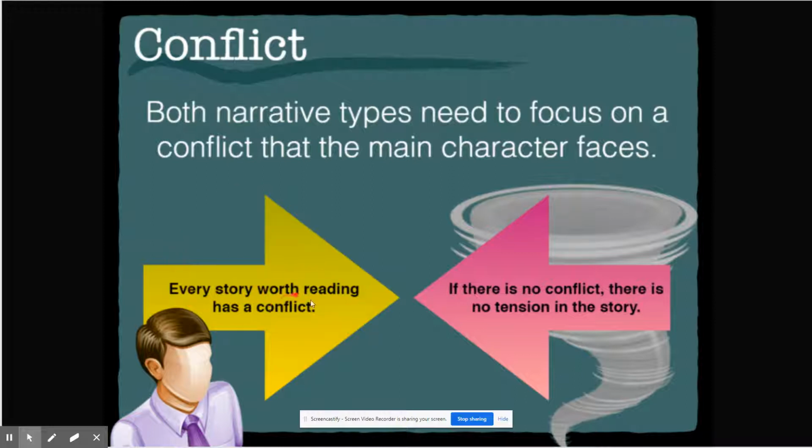So every story worth reading has a conflict, something that the narrator is coming up against, right? Something that causes them trouble. So if there's no conflict, there's no tension in the story.